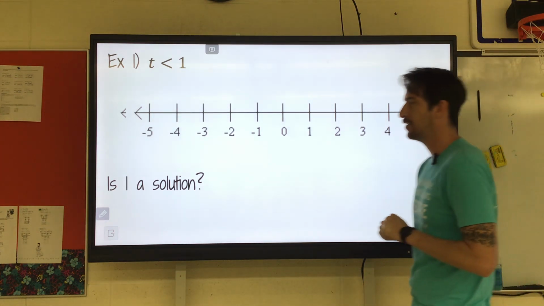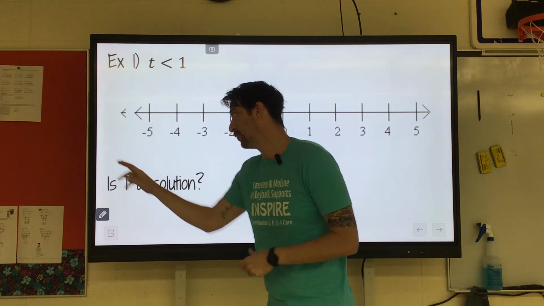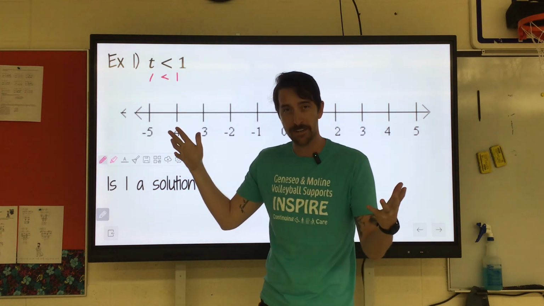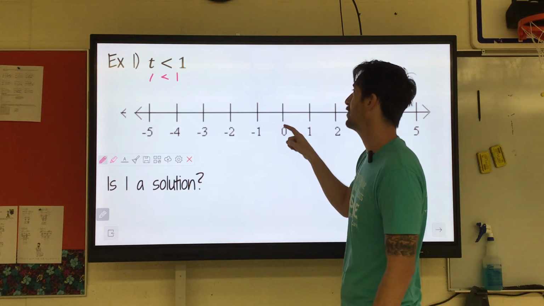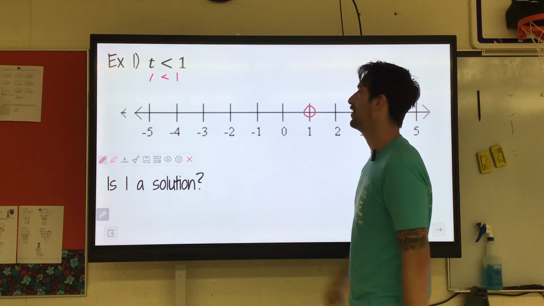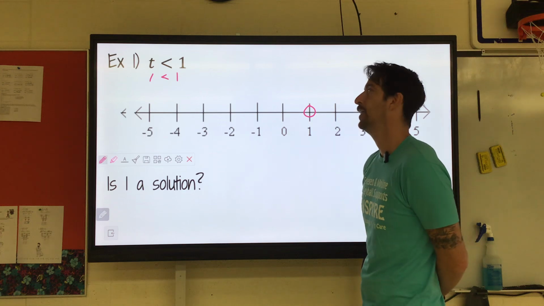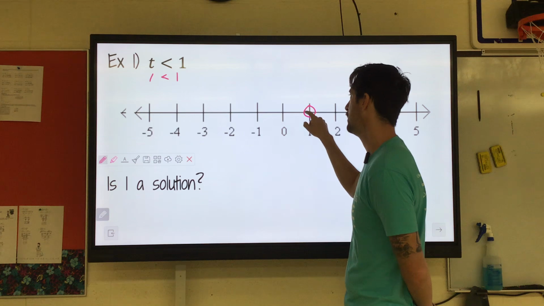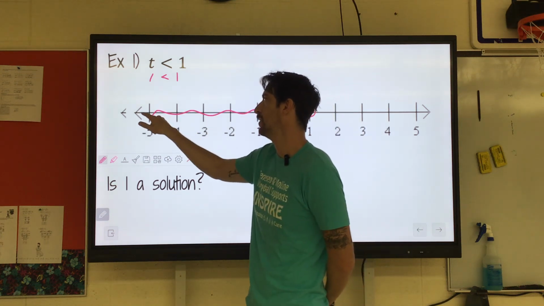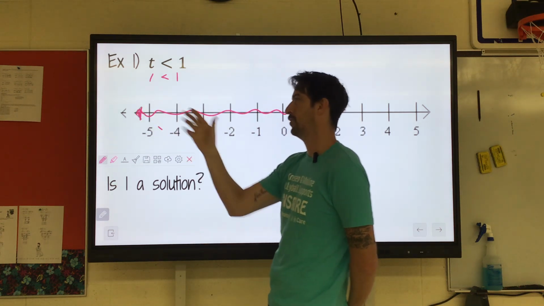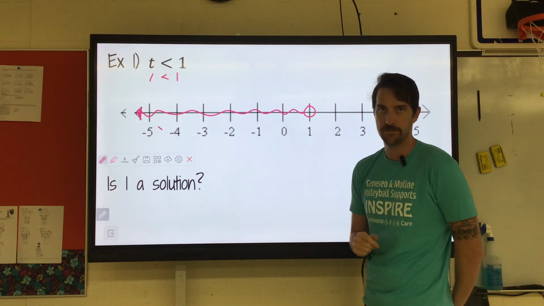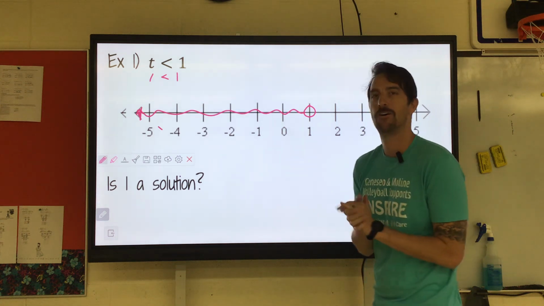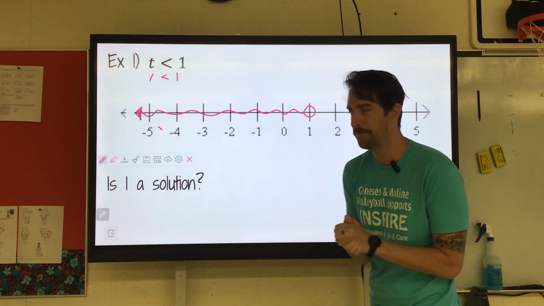So t is less than 1. Their question here is very nice. Is 1 a solution? Can you say that 1 is less than 1? No, you can't. That's why it gets the open dot, because it's not technically included in that solution. Now, which numbers are less than 1? Obviously 0, -1, all of these. So we just kind of shade in this direction. Make sure your shading is obnoxiously easy to tell which direction you shaded. If I can't tell, it's probably going to get marked wrong. So overshoot it. Be obnoxious with it a little bit.